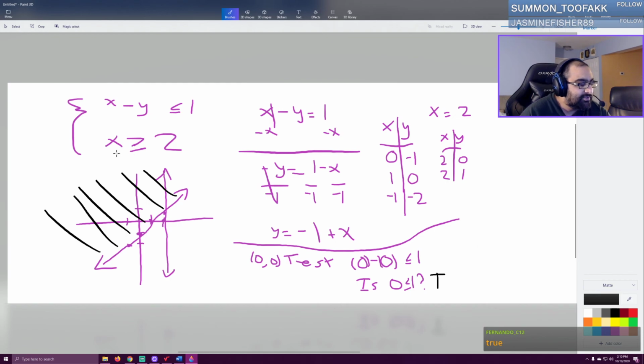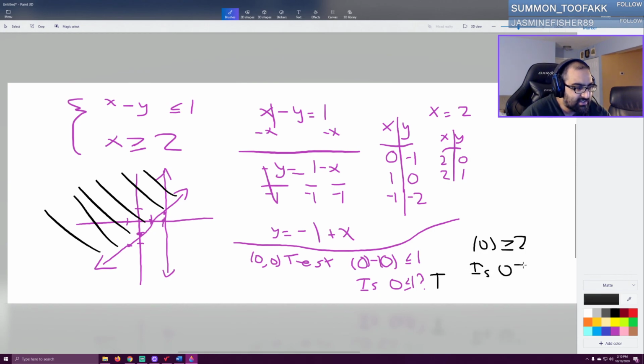Let's do the next one here, which says x is bigger than or equal to 2. So it basically says this. So is 0 bigger than or equal to 2? So true or false? Is that true? Is 0 bigger than or equal to 2? True or false?